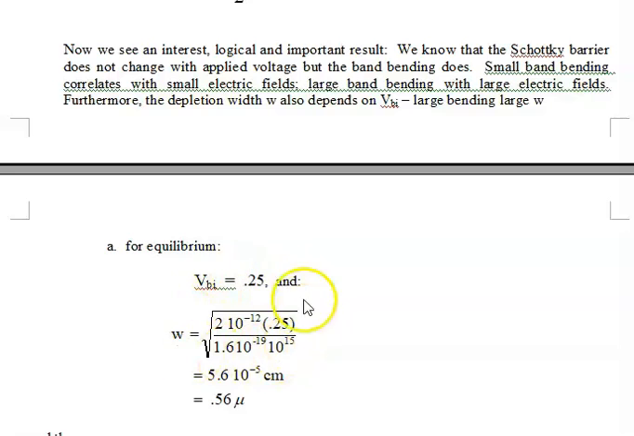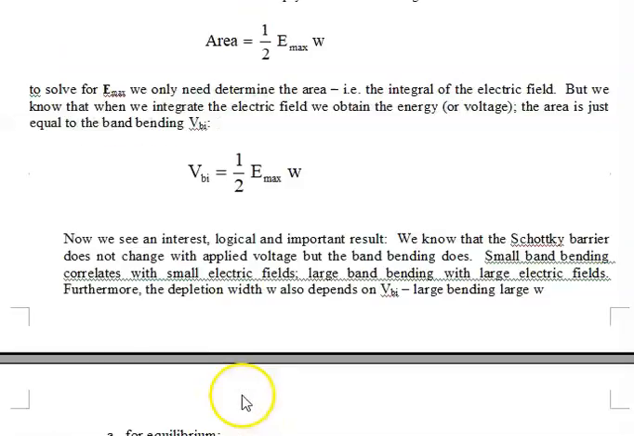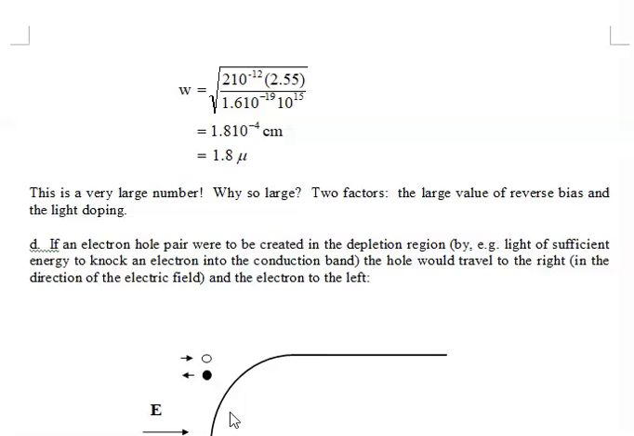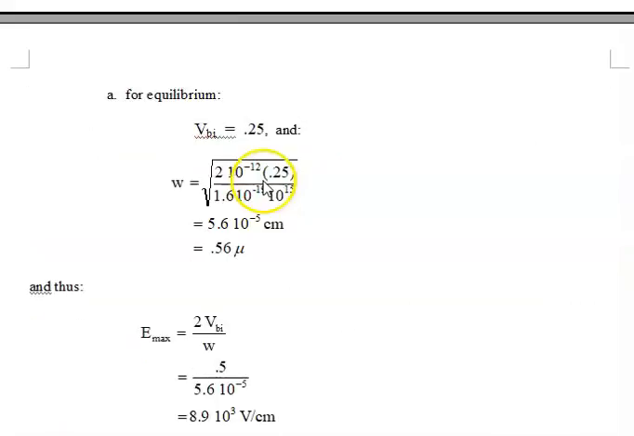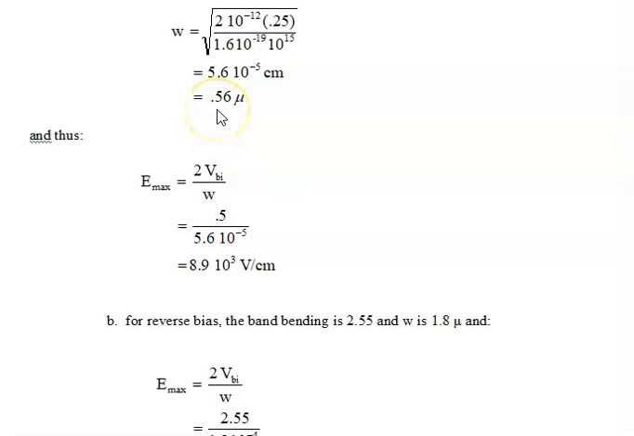And we put all that into our equation: the permittivity of silicon, the barrier height, and the doping density and charge. And we find that the depletion region is 0.56 microns, not 1.8 microns like we found way back up here. That's because of the very high reverse bias. But if we have an equilibrium condition, it is quite a bit smaller.